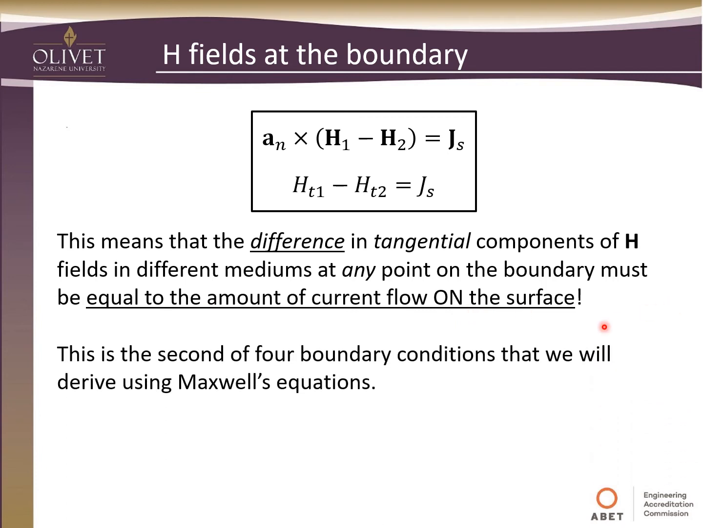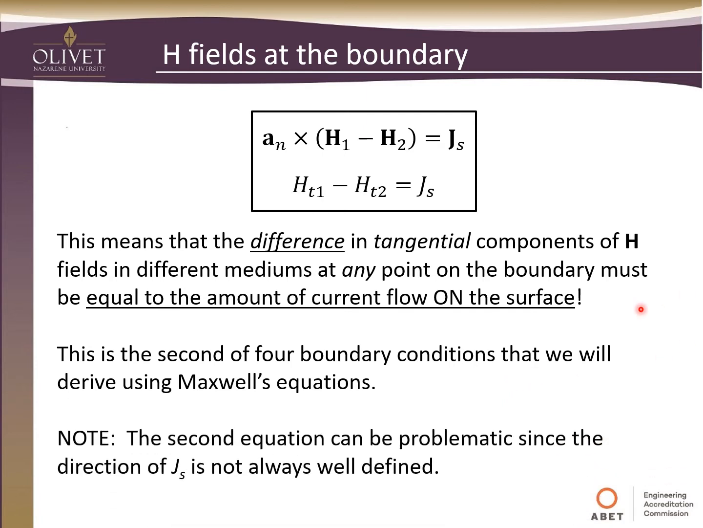So this is our second of 4 boundary conditions that we're going to derive using Maxwell's equations. Note should be taken here, though, that this one can be problematic since the direction of the current flow is not always well defined, especially in relation to the magnetic field. So this one can be a little bit tricky. You've got to keep up with your directions here, as that can play a part in that.